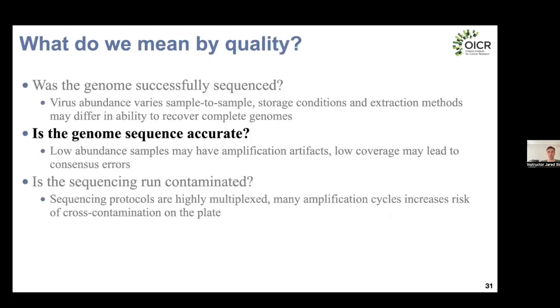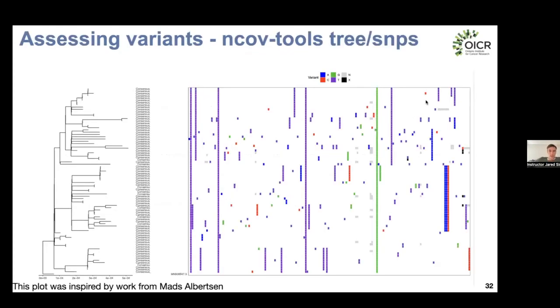All right, so let's talk about sequencing accuracy. So now we want to assess whether our genome consensus sequences are accurate. And the main way that we do that is that we look at the pattern of SNPs present across all samples on an individual sequencing run.